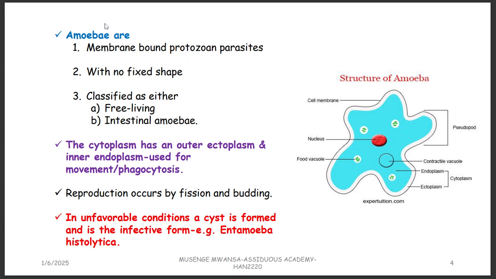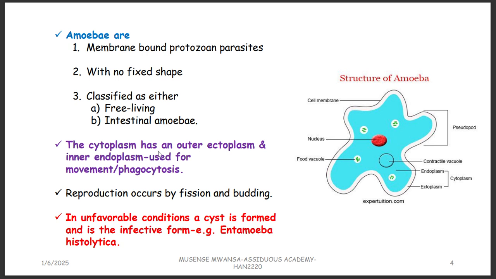So amoebas, these guys have got a membrane. They are protozoa which are bound by a membrane. They don't have a fixed shape, meaning that they can change shape anytime, anyhow, and they can be classified, as we said earlier on, as the free living, which are opportunistic, or those which are found in the intestines, the intestinal. This is where you find Entamoeba histolytica.